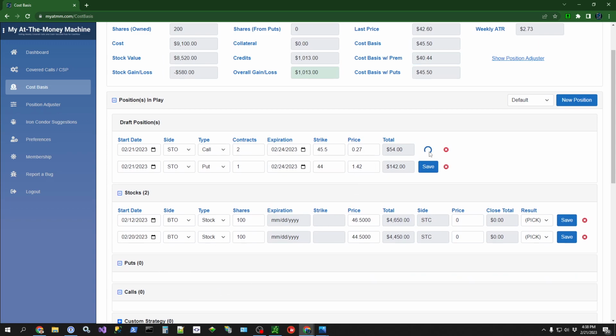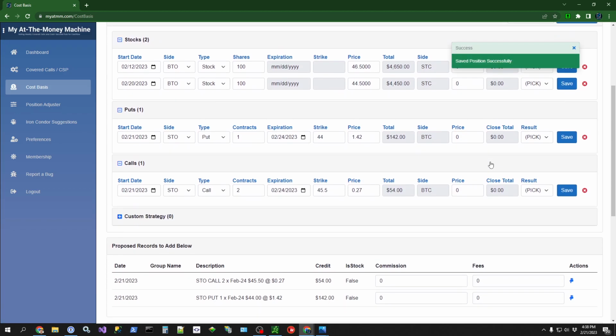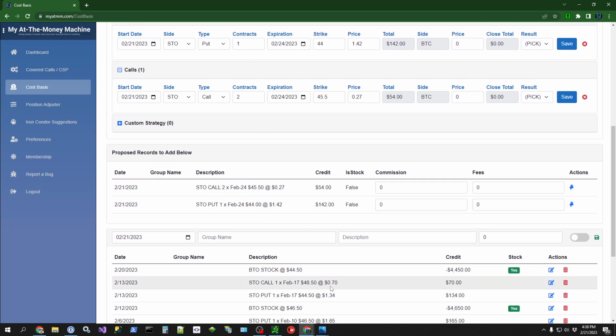So let's go ahead and click save here, and then save there as well. That put the position on the board, but it put the proposed records on here. We need to record it to the transaction history. Instead of typing it manually ourselves, I've created these helper rows, so you can click this button and it'll automatically move the text down for you.